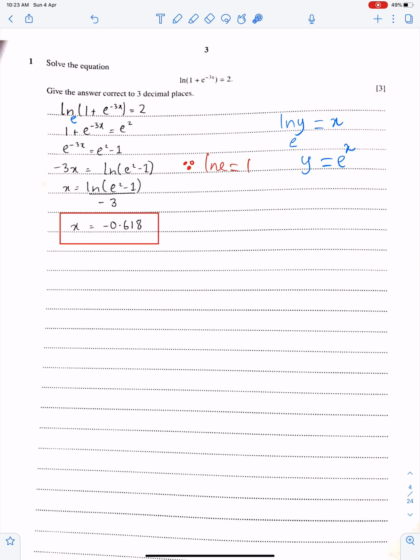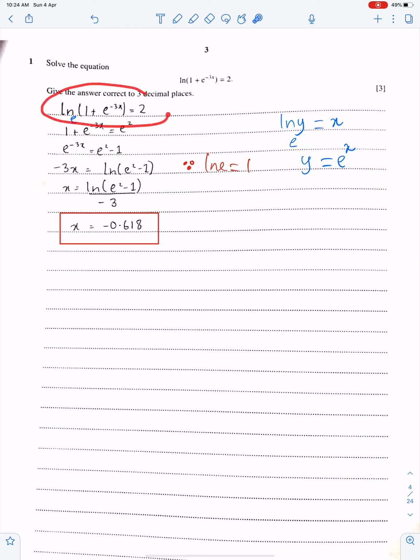Question number 1. We have to solve this equation and give our answer up to 3 decimal places. Solve means find the value of x, and for that you need to convert this equation into index form. You need to remove this ln, and for that you need to use this format. This is the logarithmic form and this is the index form. For index form, you copy y here, you copy this thing here, and you make e the base of this x. You write y and here e power x.